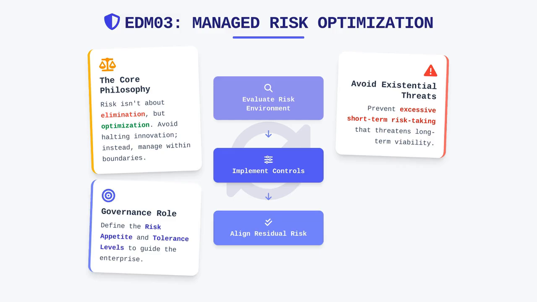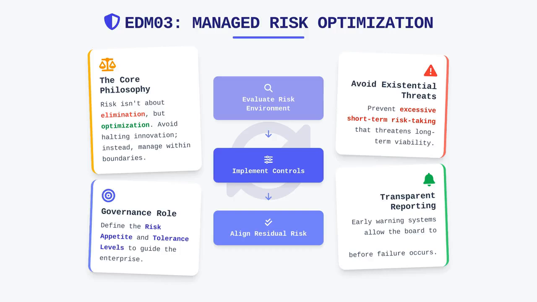The core task here is to maintain a constant awareness of the risk profile, ensuring that management is not taking excessive risks to meet short-term gains while exposing the company to existential threats. This requires transparent reporting structures where the board receives early warnings about emerging risks, allowing them to adjust directives before those risks materialize into critical failures.